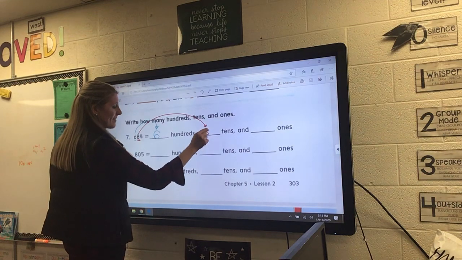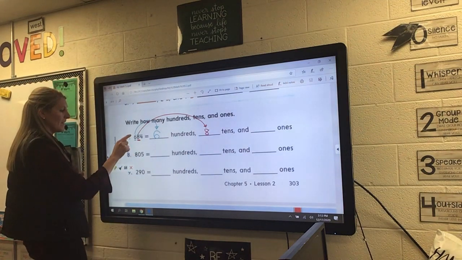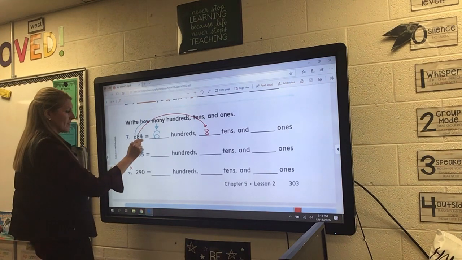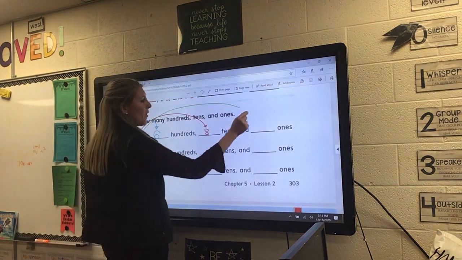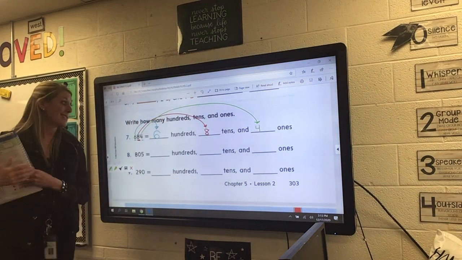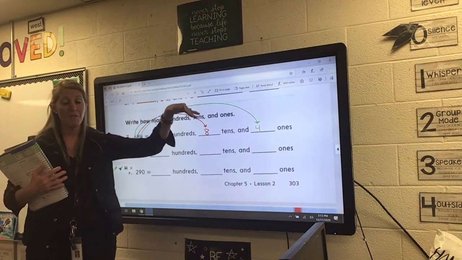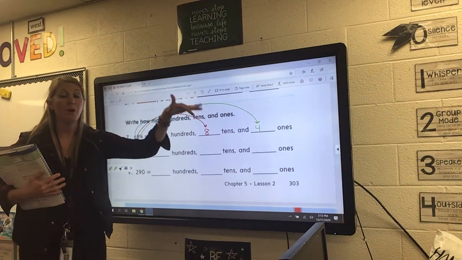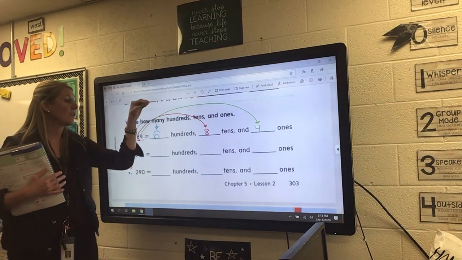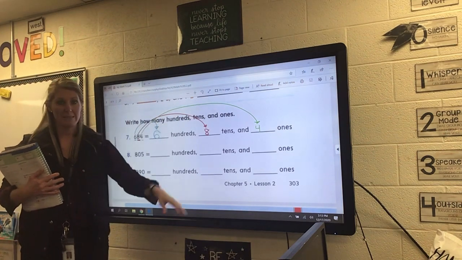The next one's tens. 8, 8 tens. 684. And then I have 4 ones. So that 4 goes way over here on the ones. Please draw the arrows if you need that to help you. It's a great visualization to see how that place value relates to each place.